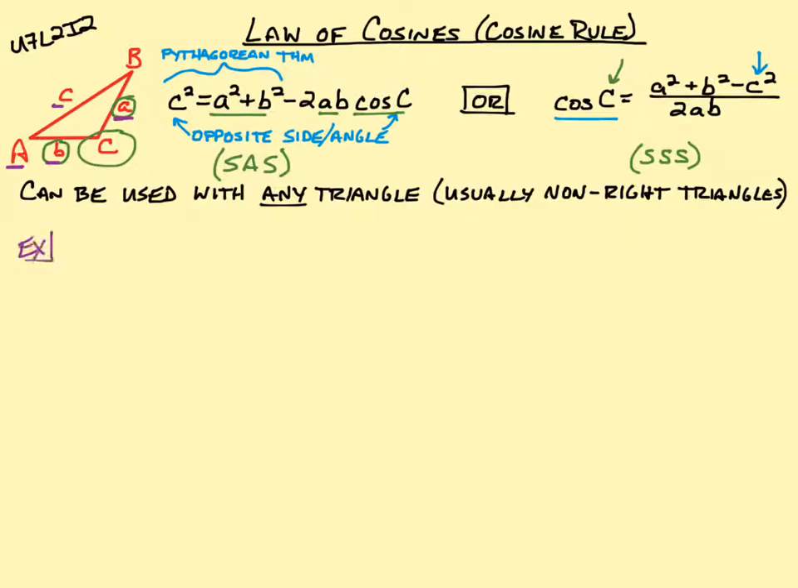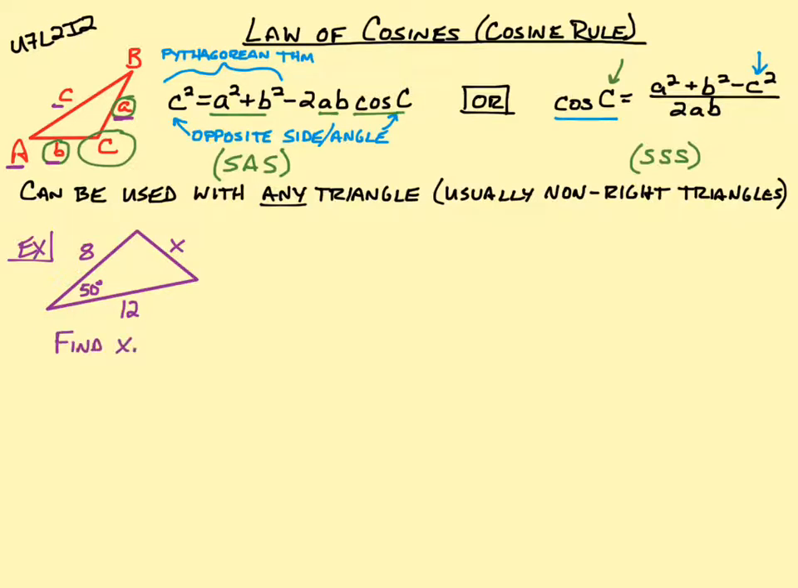Alright, so let's look at a couple examples real quick. So first we've got here a 50 degree angle. And we've got this side with a measurement of 8 units. This will be a measurement of 12 units. And we're going to look for this side. So we're going to try and find x.